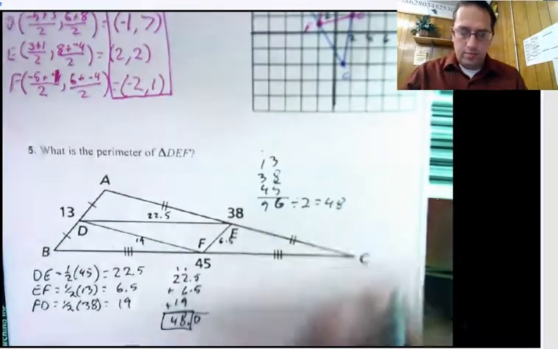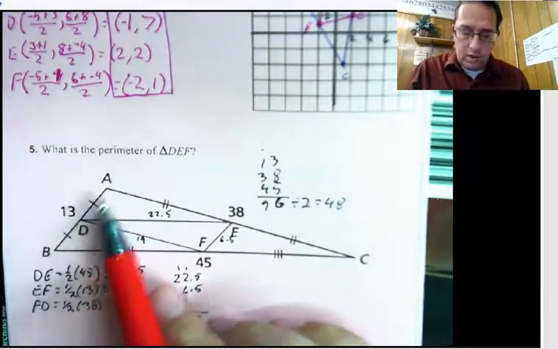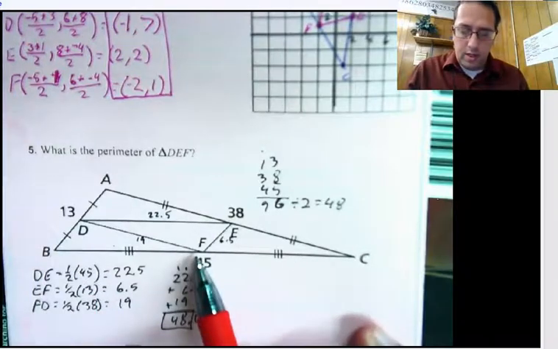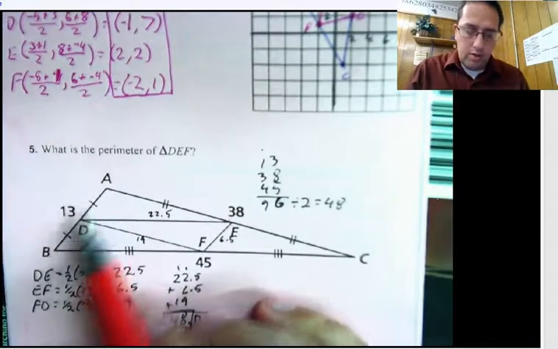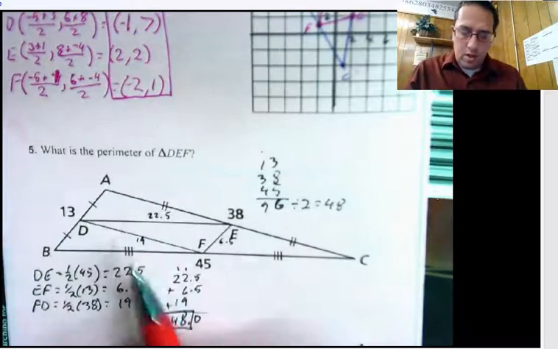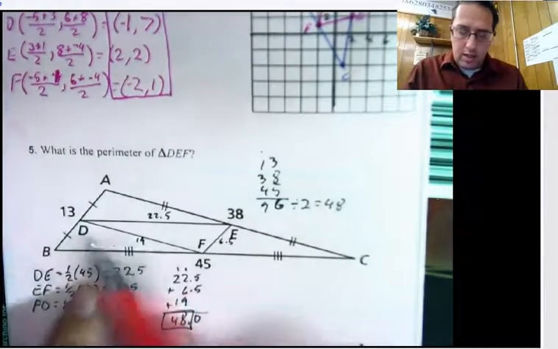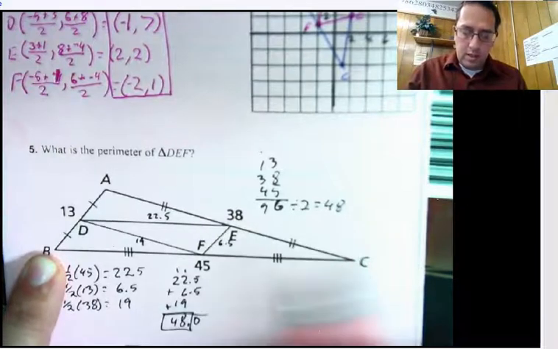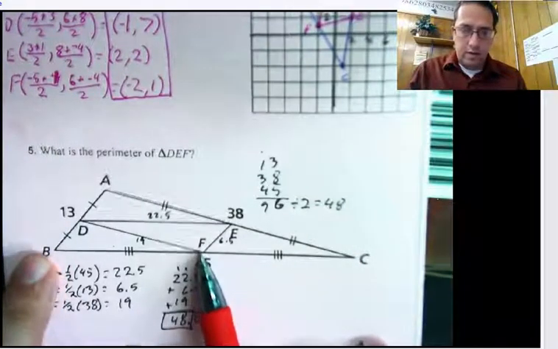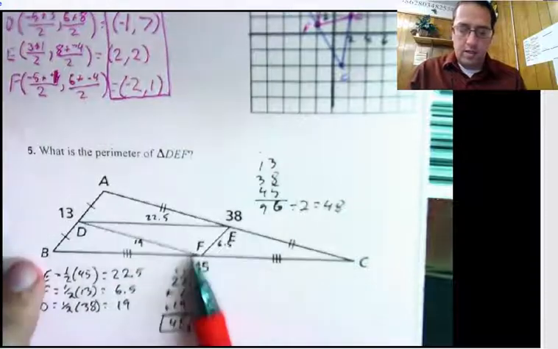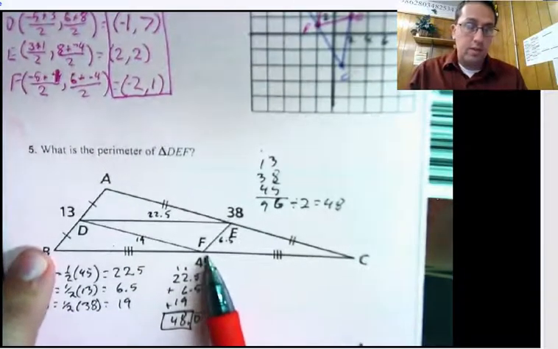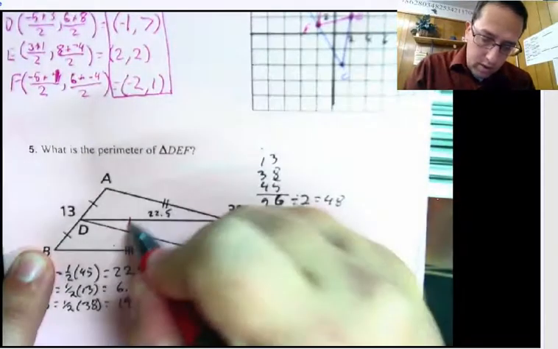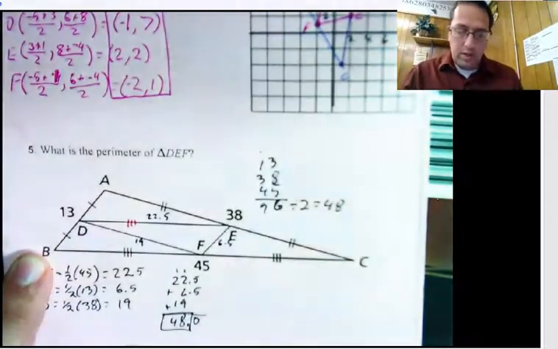Notice the markings. We have triangle ADE and triangle DBF. Notice these two sides are congruent. Well, DE is half the length of BC, which means it's congruent to BF, right? Because BF is half the length of BC because that's the midpoint. And that's what a midpoint does, it divides it in half. So this is congruent to BF.